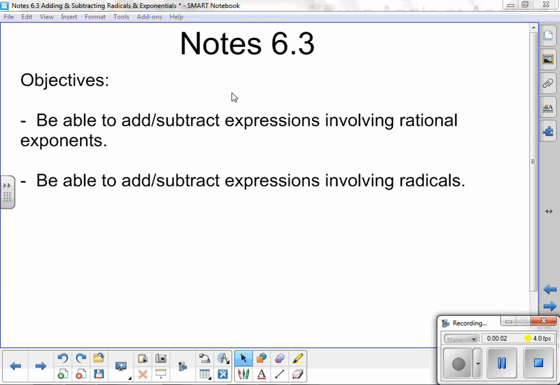All right, so here are your notes 6.3. Be able to add and subtract expressions involving rational exponents and be able to add and subtract expressions involving radicals. So these two are actually going to be interchangeable. We're basically going to be having more than one expression and we'll be adding or subtracting those expressions in order to simplify them. So make sure you know what rational exponent expressions look like and radical expressions look like.